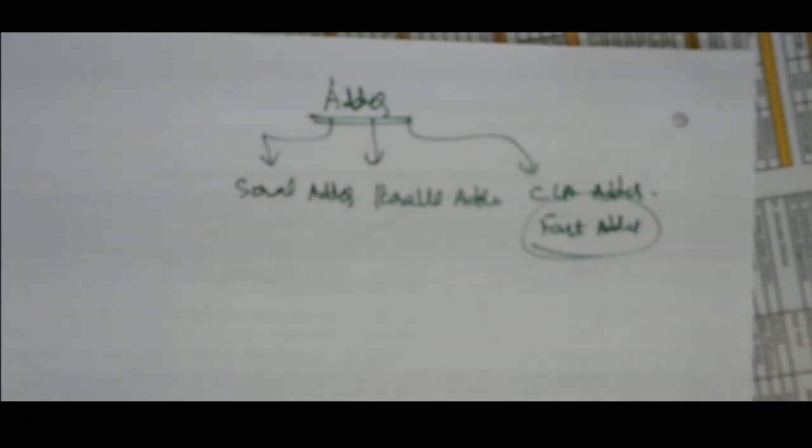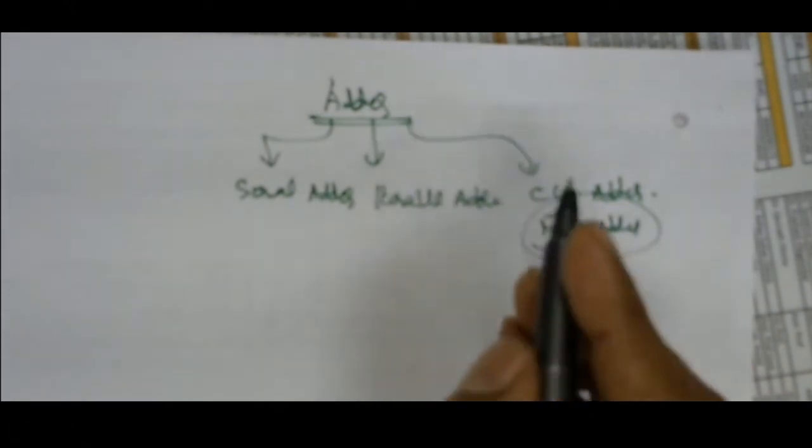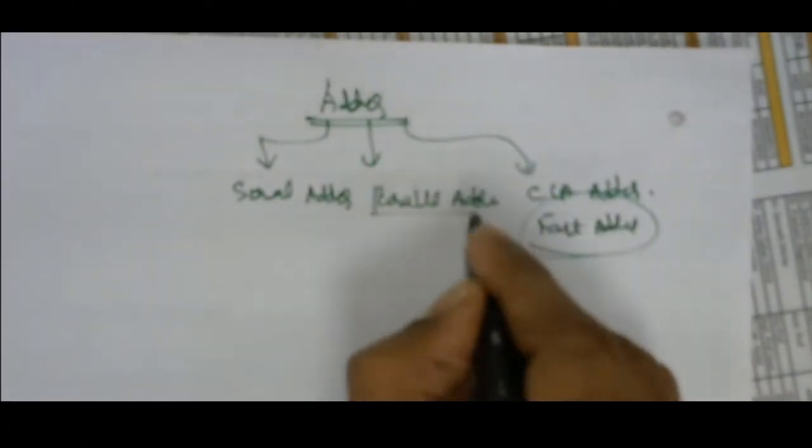So we will see the parallel adder now. How do we implement the parallel adder? What register size is required? How do we do it in the FPGA, right?